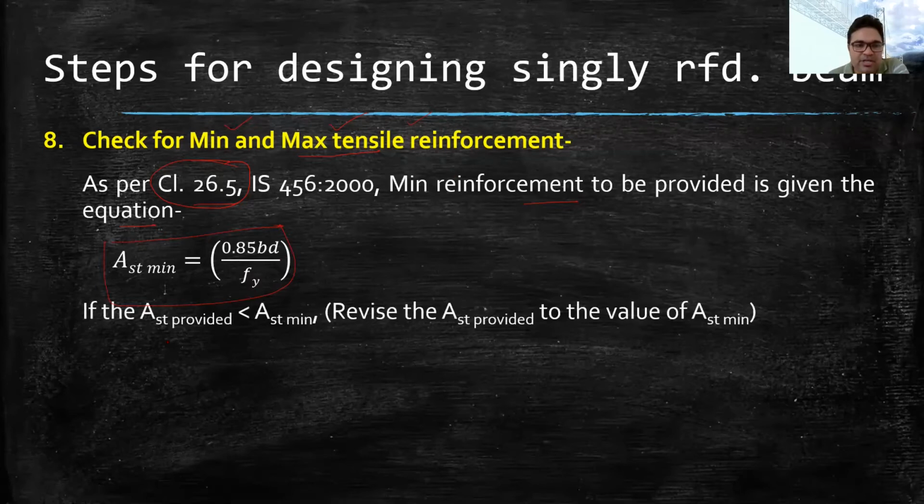So now as I have written here, we have AST provided, which we have calculated in the previous step, and AST minimum that we have calculated in this step. If AST provided is less than this, then we have to revise the AST provided to the value of AST minimum. In that case, we will take AST provided as equivalent to this value if this is the condition.